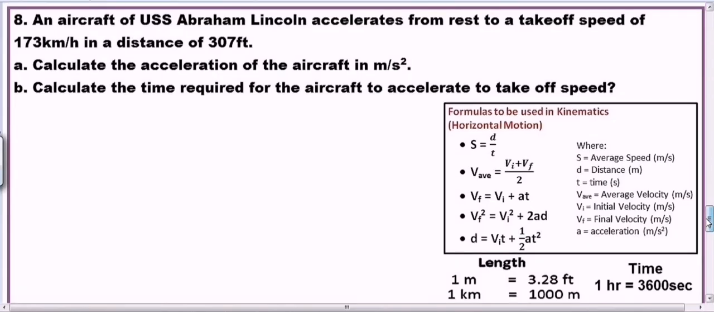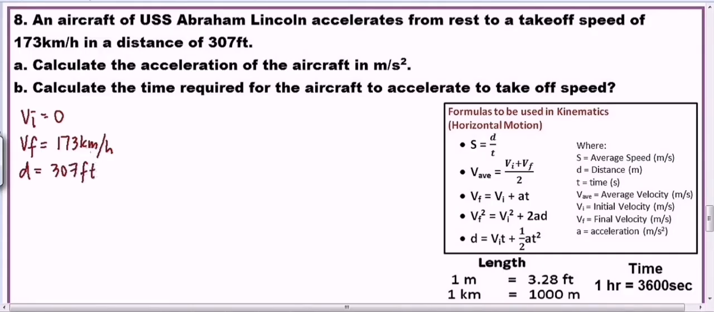An aircraft of USS Abraham Lincoln accelerates from rest. O, dun pa lang meron na kayo from rest. That is, initial velocity is 0. So, from rest, ibig sabihin, di pa siya umaandar. Therefore, ang initial velocity niya ay 0. So, from rest to a takeoff speed of 173 kilometers per hour in a distance of 307 feet. So, 173 kilometers per hour is final velocity. And then, ang distance is 307 feet.